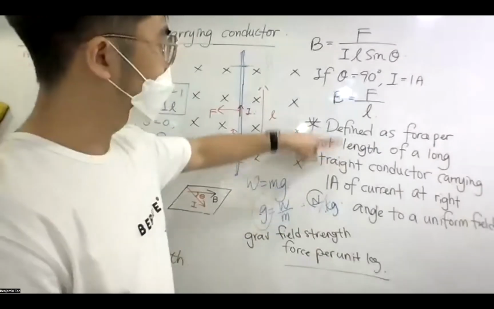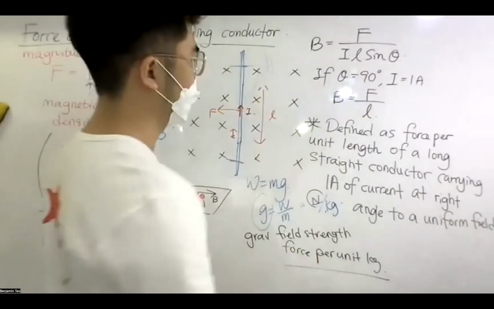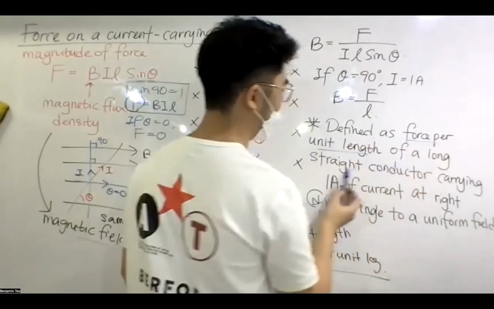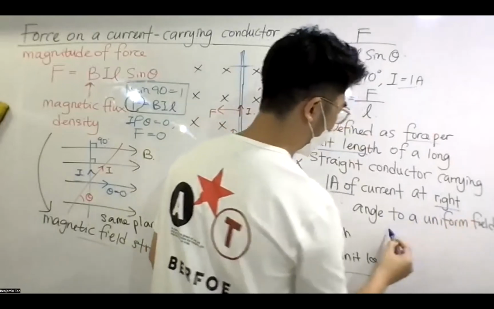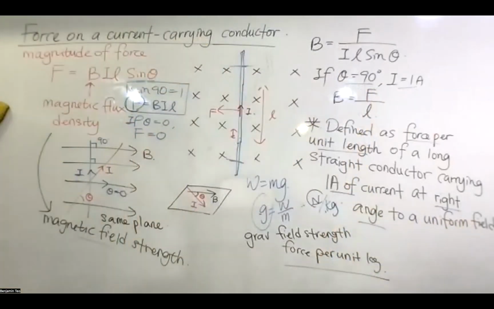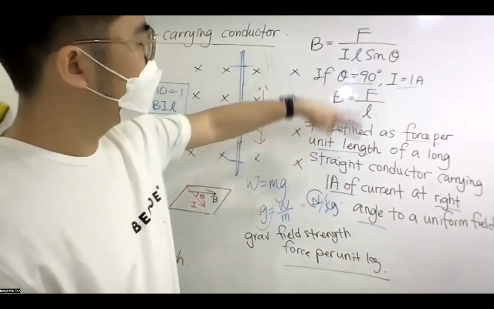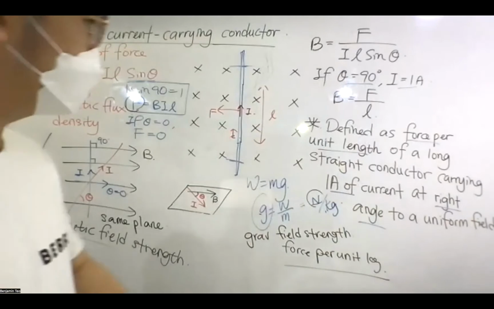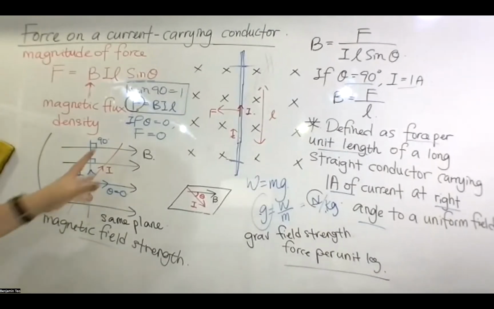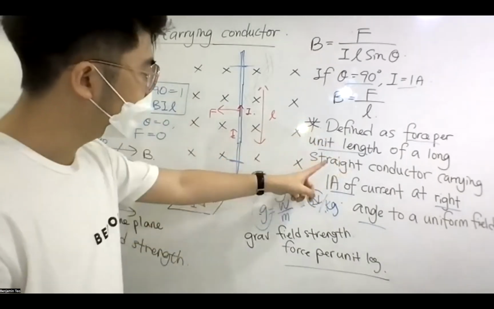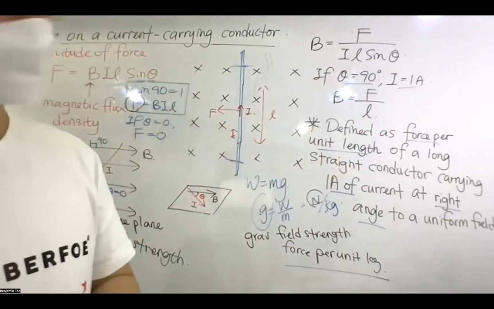Here in my definition, I've included all the restrictions that I set. Force per unit length of a long straight conductor carrying 1 ampere of current at right angle, 90 degrees to a uniform field. So just remember this one, then you will automatically remember this one. Here in paper 4, they always ask the definition in the first question. That's 1 mark. So that is magnetic flux density, the measure of strength.